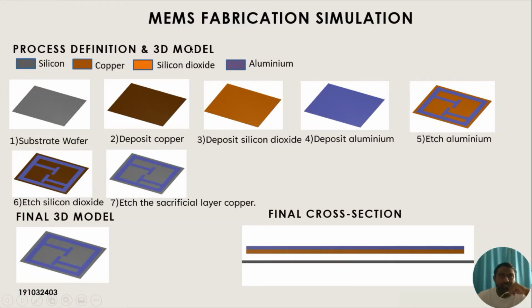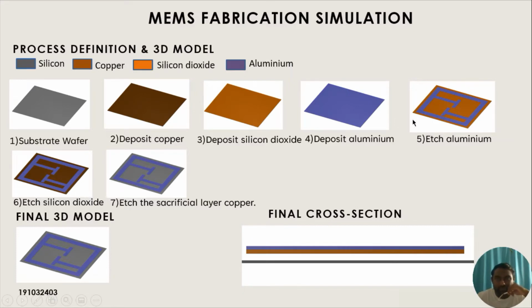Next, I'm going to present the MEMS fabrication simulation in MEMS Pro. These 4 colors represent the respective materials. First, the substrate wafer. Then we deposit copper on top of the silicon. Then on top of this material, we deposit silicon dioxide and also deposit aluminium.